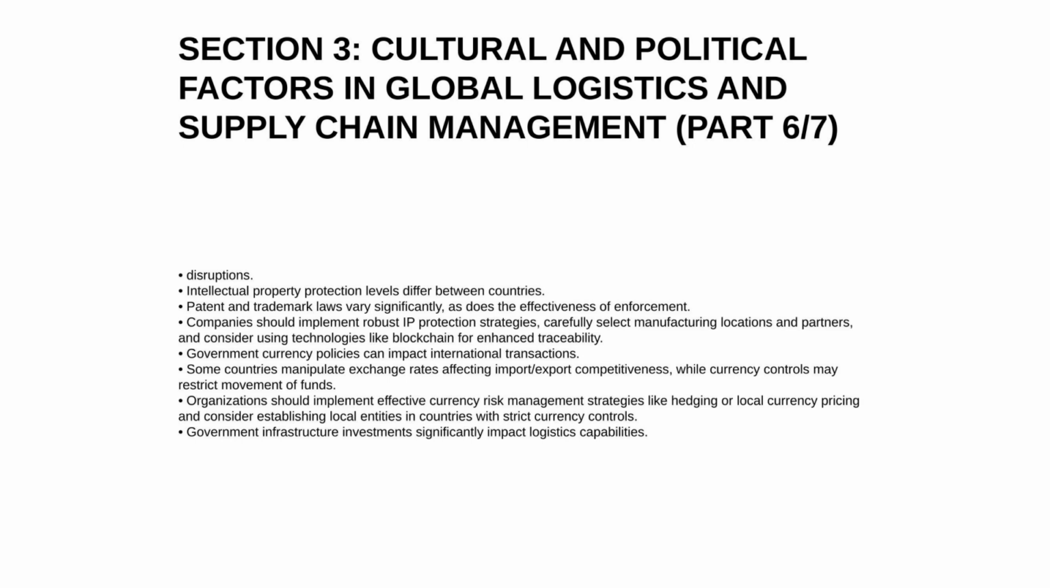Patent and trademark laws vary significantly, as does the effectiveness of enforcement. Companies should implement robust IP protection strategies, carefully select manufacturing locations and partners, and consider using technologies like blockchain for enhanced traceability. Government currency policies can impact international transactions.